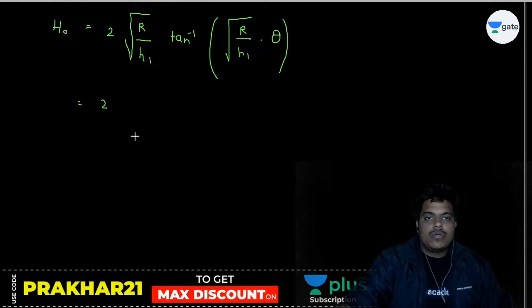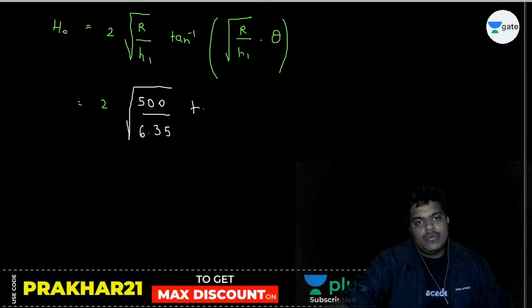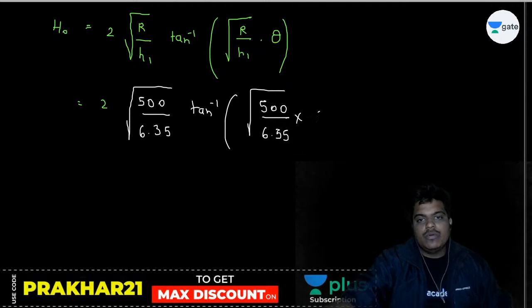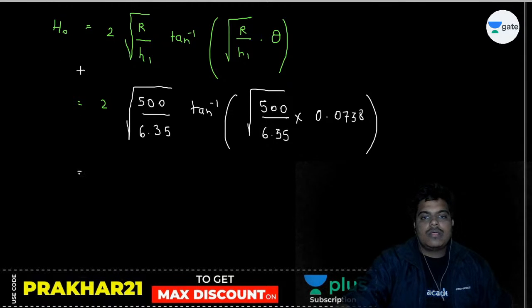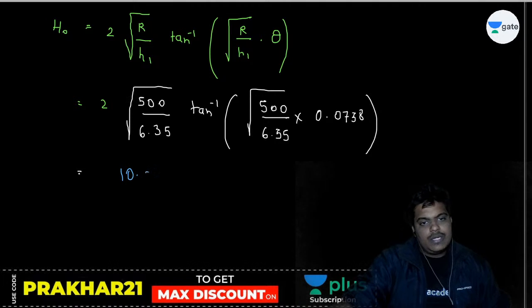2 root over r is 500 divided by 6.35 into tan inverse root over 500 divided by 6.35 into 500 divided by 6.35 into 0.0738. When you will solve, you will get the value as 10.29.